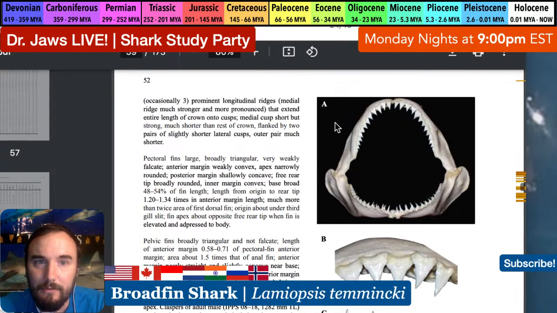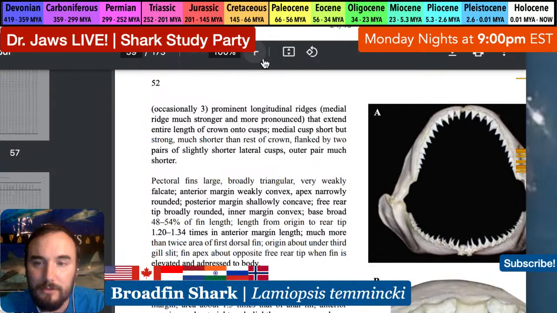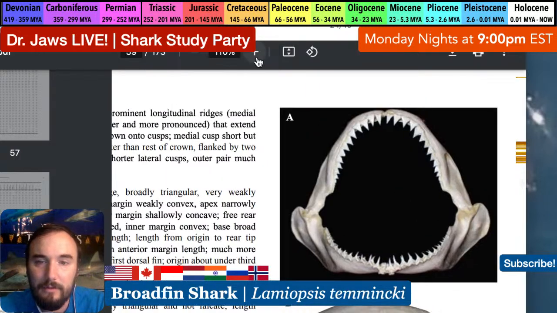This is a really cool figure of the jaw set of the new Broadfin shark species, so Lamopsis tephroides.